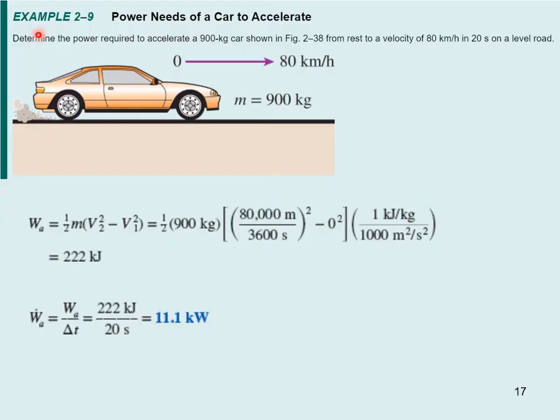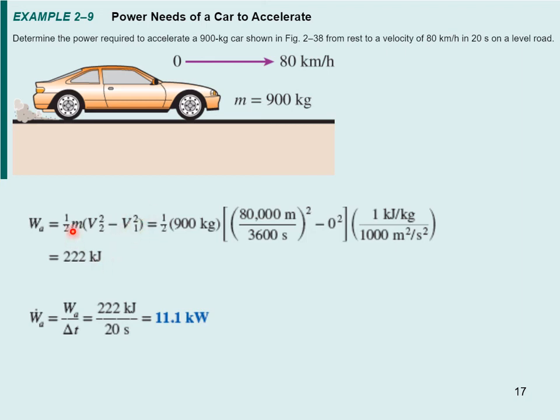So let's take a look at example 2.9, power needs of a car to accelerate. Determine the power required to accelerate a 900 kilogram car as shown from rest to a velocity of 80 kilometers per hour in 20 seconds on a level road. Since it's a level road, we're not dealing with a change in potential energy, but we are dealing with a change in kinetic energy because the car goes from rest to 80 kilometers per hour. So all we need to do is calculate the change in kinetic energy, which is given by 1/2 m times v final squared minus v initial squared. Well, v initial, v1, is 0, so that's pretty easy.